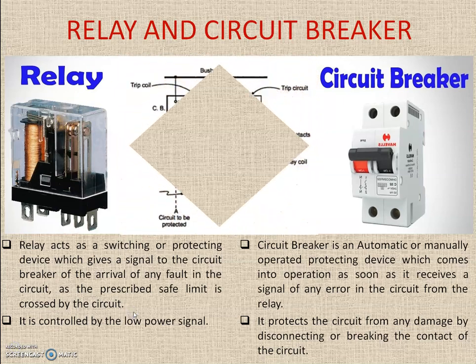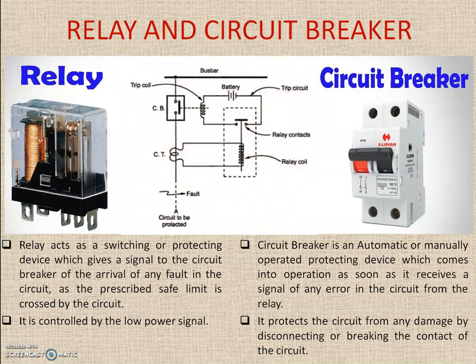Now let us consider an example of a circuit. Here a trip circuit is shown in the figure. This is a circuit breaker. This is a bus bar. On the circuit breaker side we have a current transformer connected here, and on this side we have a trip coil which will operate or open the circuit breaker in the event of a fault.